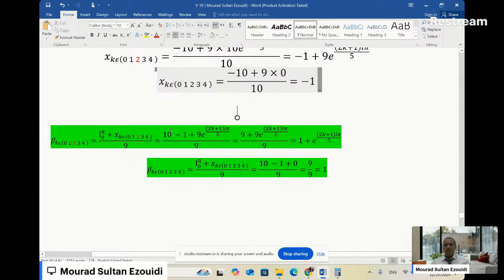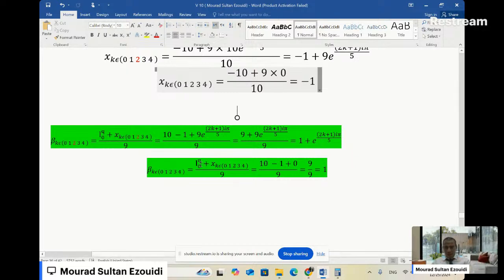So L0 is 10 and xk is minus 1 plus 9 exponential to ki pi over 5. 10 minus 1 is 9, it will be 9. 9 divided by 9 is 1. 9 exponential divided by 9 will be exponential to k. So these are the four roots of my nine-degree equation, except k equal 2, because when k equals 2, it will be 0. 1 minus 1 is 0. And 0 comes when you extend your nine-degree equation to get a tenth-degree equation. Means that in fact x equals 0 is a root.